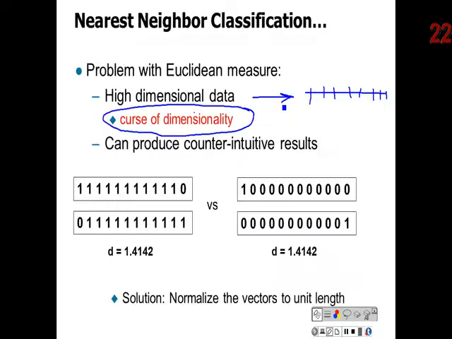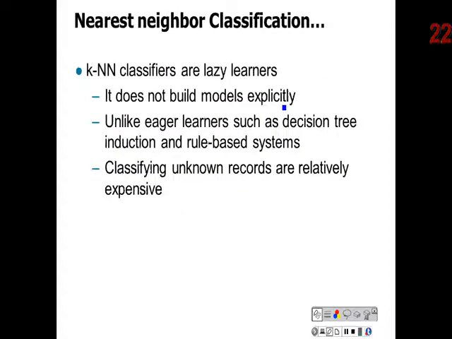Okay. So k-nearest neighbor classifiers are lazy learners. You remember this term, that means it takes time. It does not build a model explicitly, unlike eager learners, such as decision tree induction and rule-based systems. Classifying unknown records is relatively expensive because you have to go back and reclassify all your data again. If you add one instance into your data, you have to go back and reclassify everything from the beginning. So remember this summary.